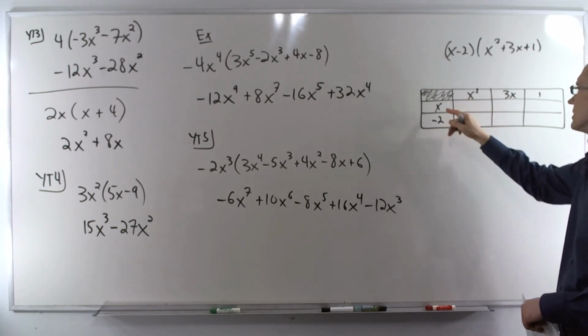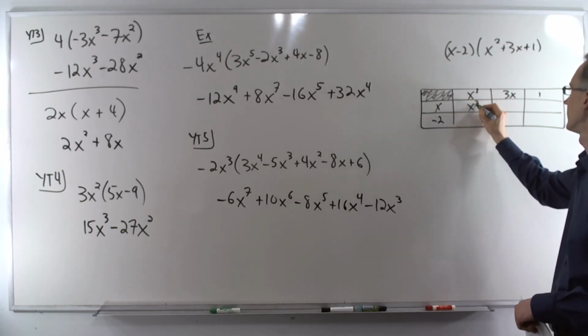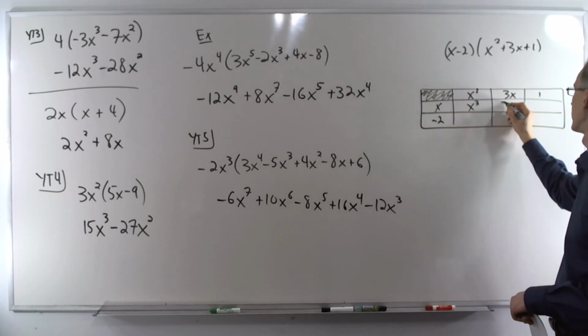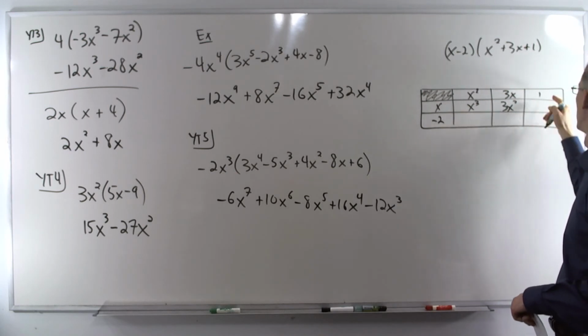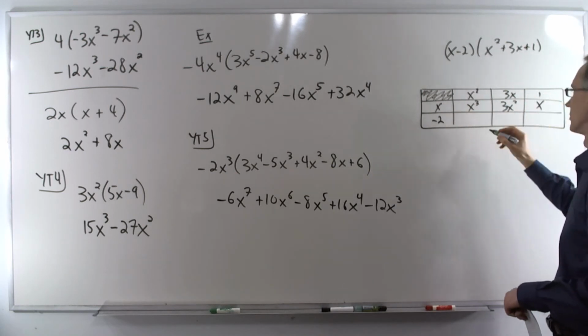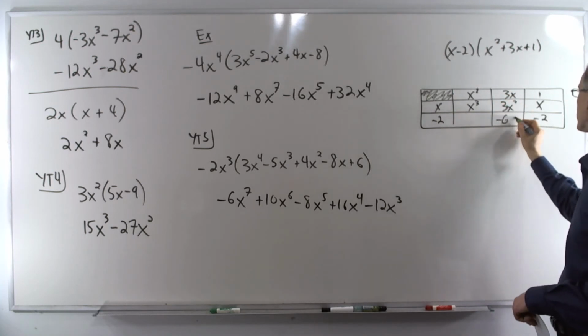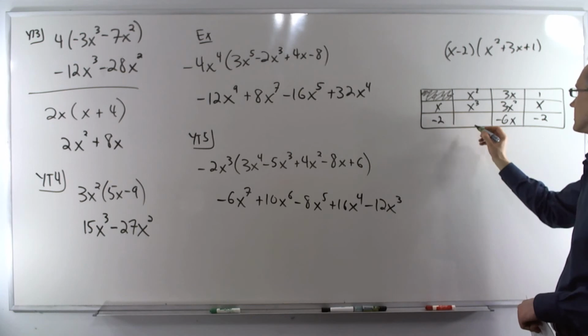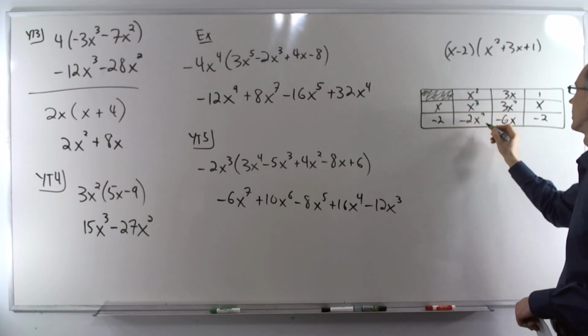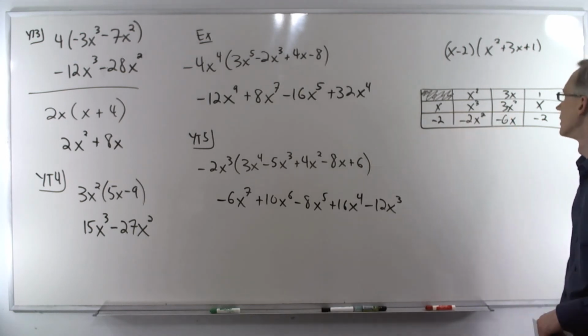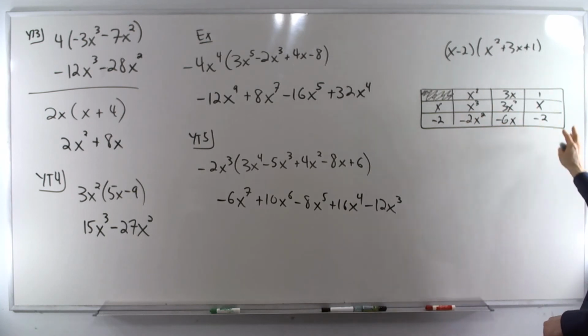So x squared times x is x to the third, so that goes here. 3x times x is 3x squared. That goes here. 1 times x is x. 1 times negative 2 is negative 2. Negative 2 times 3x is negative 6x. And negative 2 times x squared is negative 2x squared. All right, so there's all our individual monomial by monomial multiplications.